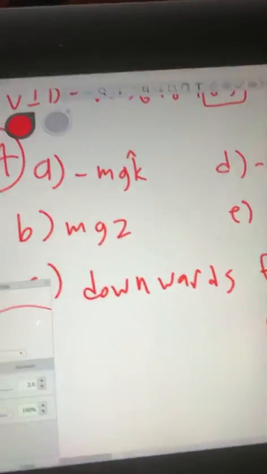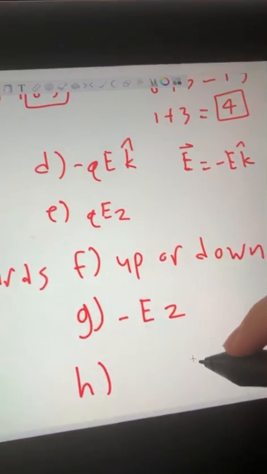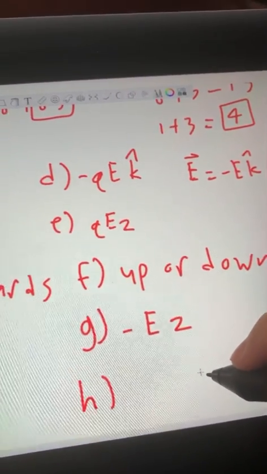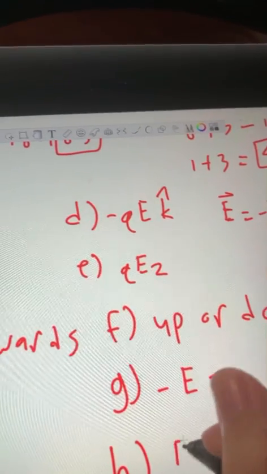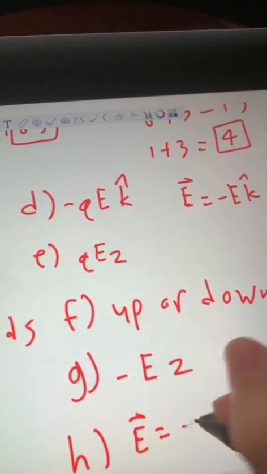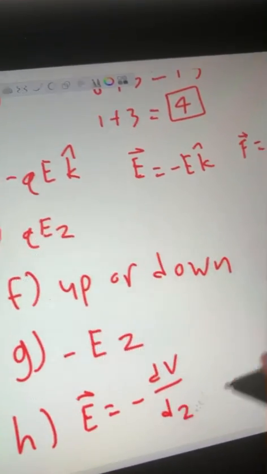Find an expression for the electric field E in terms of the derivative of V. So for part H, to have an expression for the electric field E in terms of the derivative of V, we would use E equals negative the derivative of V over the derivative of z, times k.